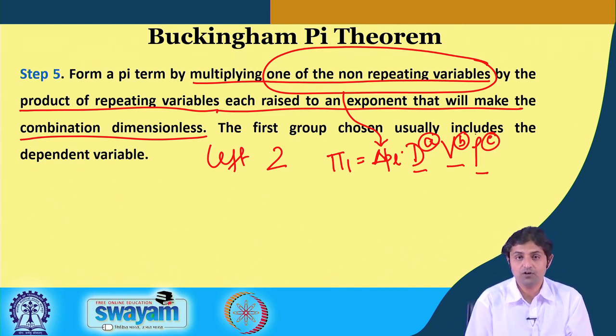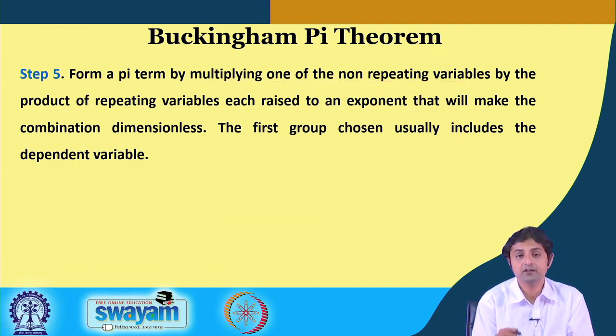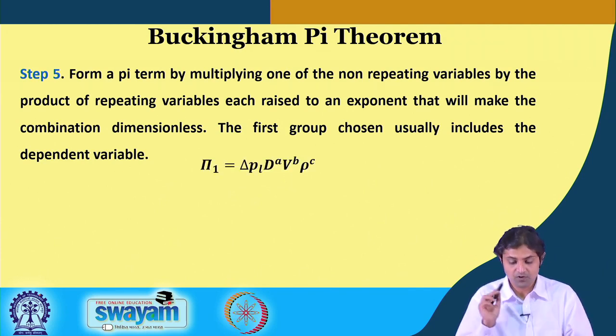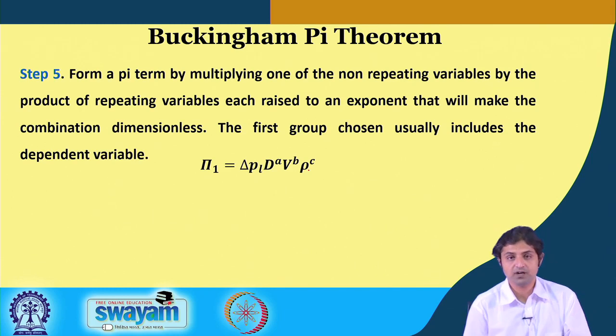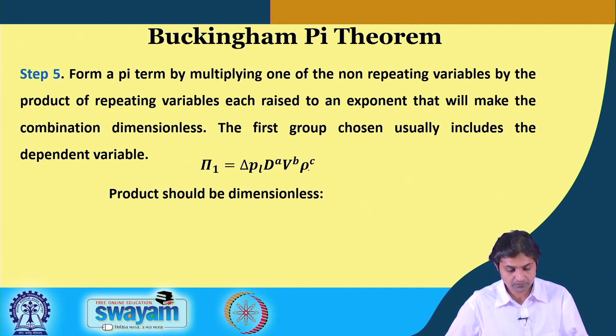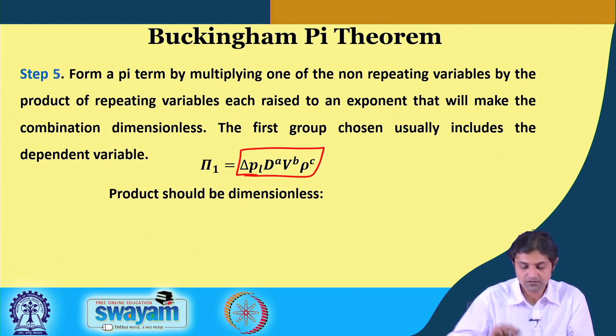So, this is how we are forming one pi term. Similarly, we can form the second pi term as well. In this case we multiplied only one. For the second pi term you can multiply the other one left. So, pi 1 is going to be delta PL, d to the power a, v to the power b, rho to the power c. Now, this product should be dimensionless, correct, that is the purpose.